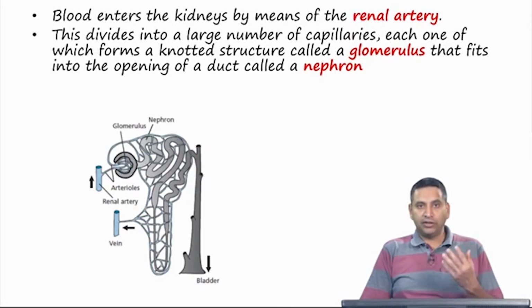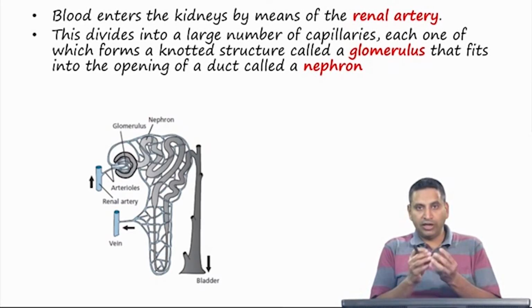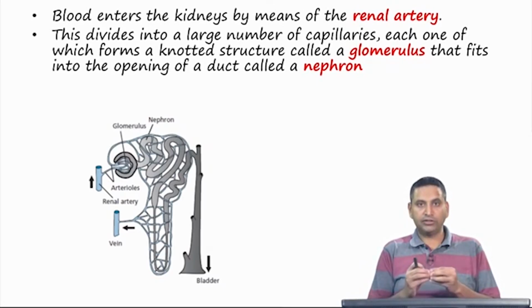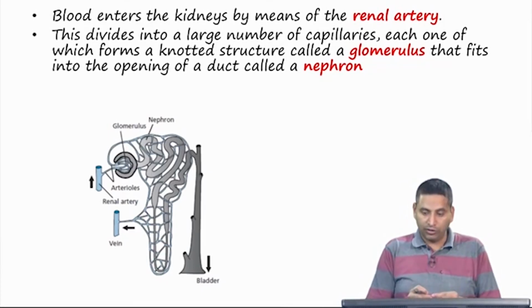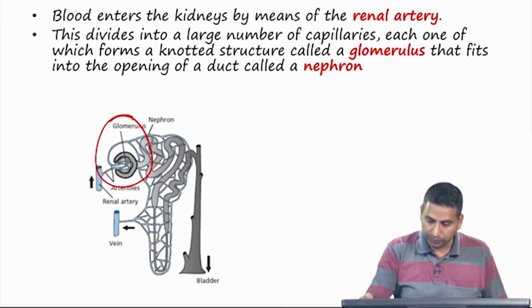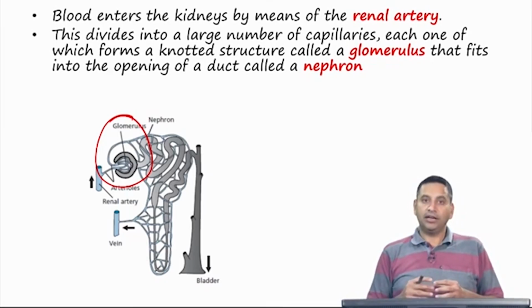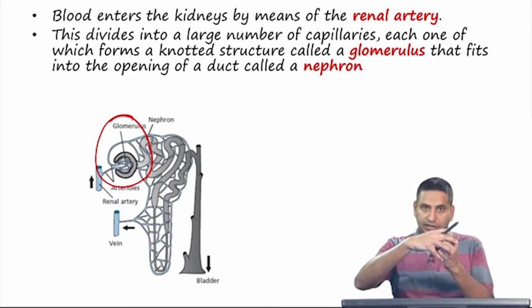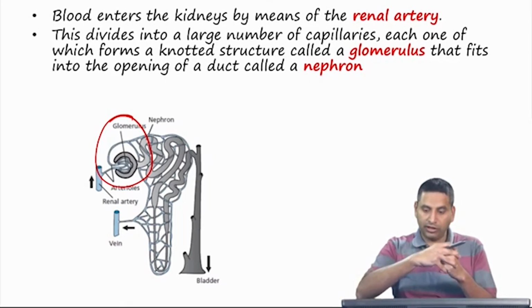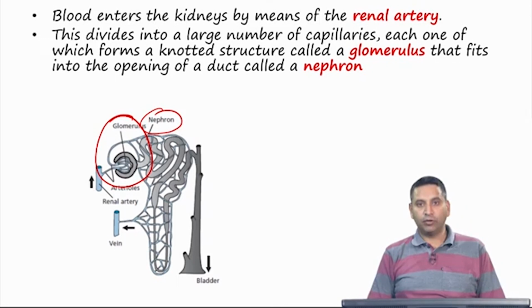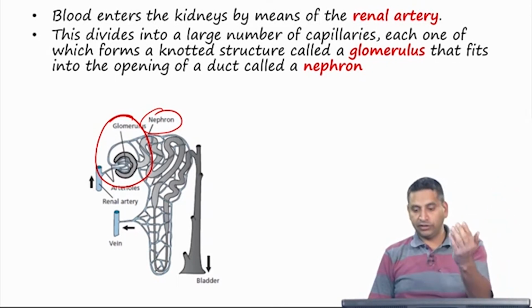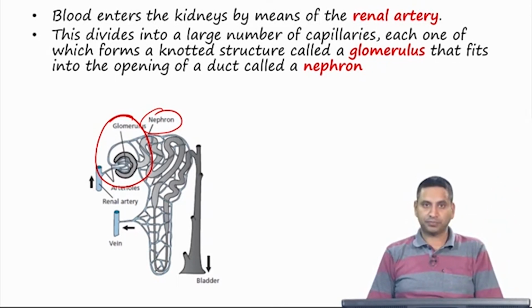So, when the blood enters the kidneys by means of the renal artery, it divides into a larger number of capillaries, and these in turn form a knotted structure called a glomerulus. The glomerulus is shown here, and this glomerulus then sits in the duct which is called a nephron. So, this is the nephron as shown here. Therefore, the blood that enters the kidneys is going to form this kind of a structure.